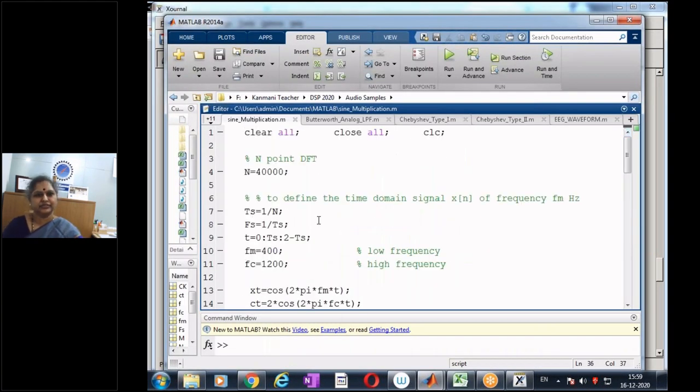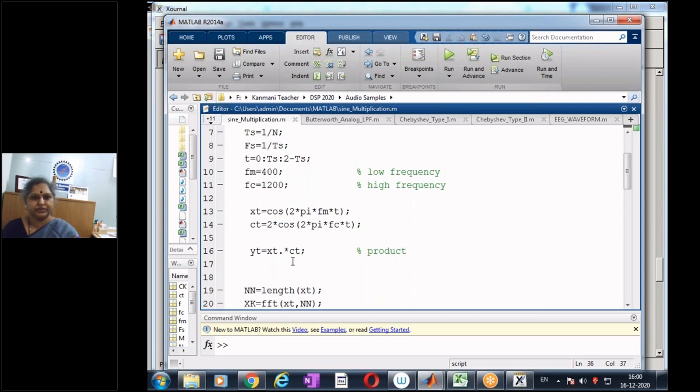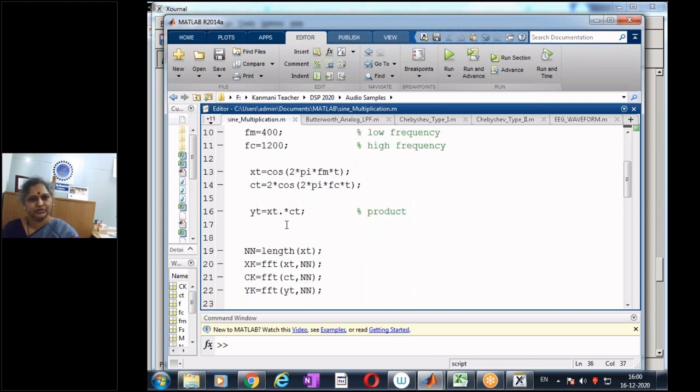Yes, let us walk through the program. We are trying to compute the DFT of some large value n, say 40,000. It's just picked to keep it much higher than the frequencies that we are taking. So this is my low frequency signal of 400 hertz and my high frequency of, say, 1200 hertz. And this is my x of t generated with the frequency of fm, whereas c of t is generated with the frequency of fc. And then I'm trying to compute the product of the two signals.